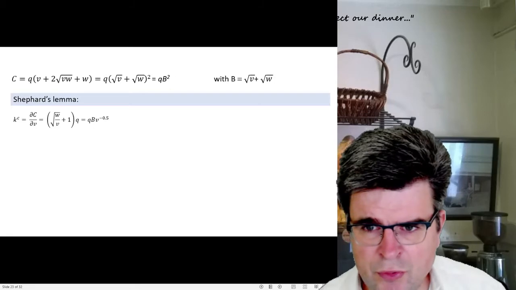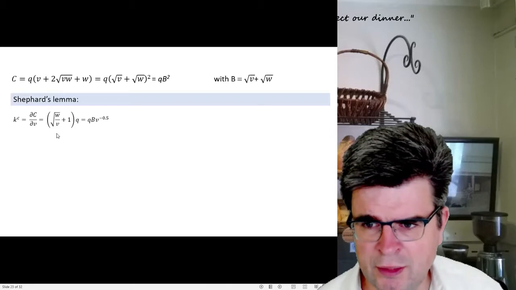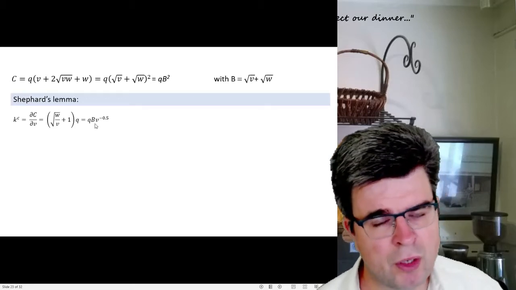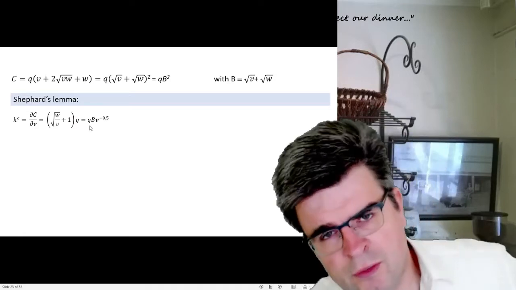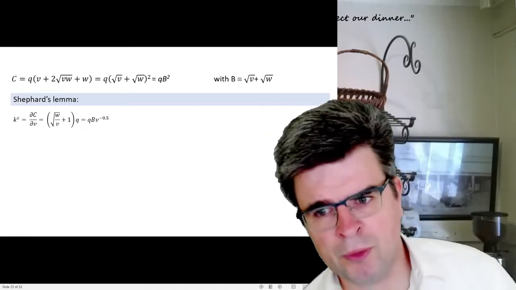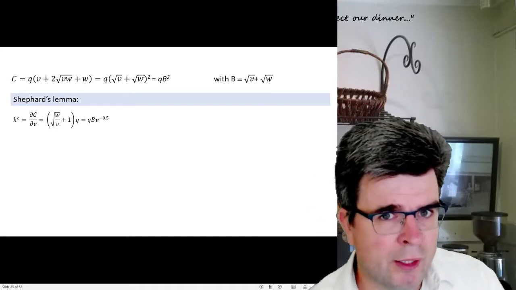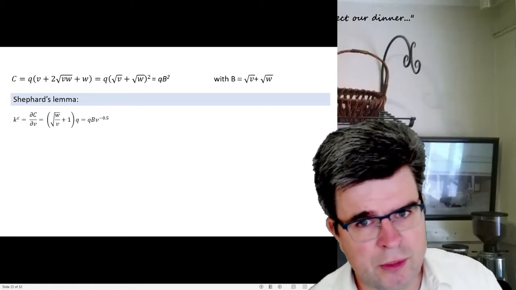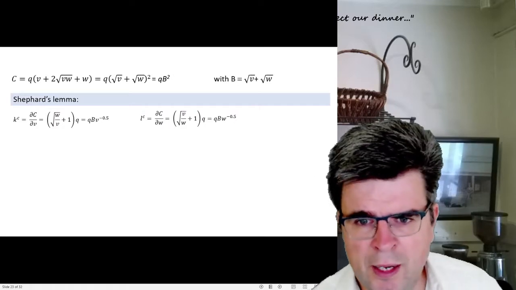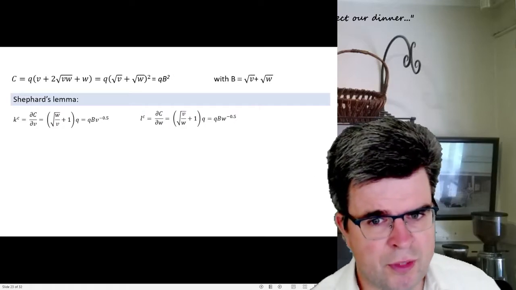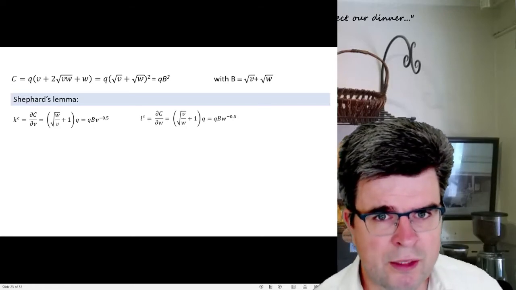So we take the derivative of the cost function with respect to V and we arrive at the expression that is given here. And with our capital B notation we could also write it as Q times B times V to the power minus 0.5. Similarly, we again apply Shepard's lemma to derive the contingent demand for labor, taking the derivative of the cost function with respect to W, and we get an expression that is very similar. And this already completes question A.